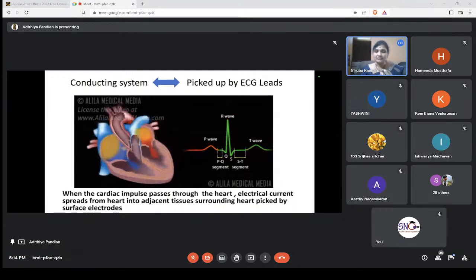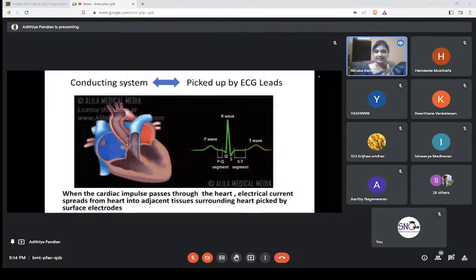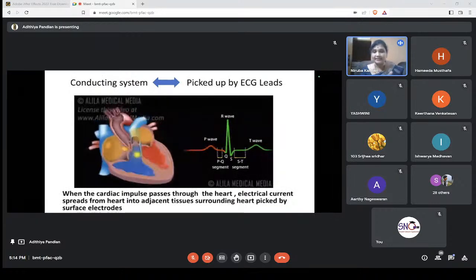The AV nodal tissue itself will produce a very small amount of current, which is hardly recorded in your ECG. So what we record for the AV node is given in the PQ segment, which will be coming up here. And after the AV node, one simple point I wanted to mention is that current can directly pass from the atrium into the ventricle, but that doesn't actually happen.